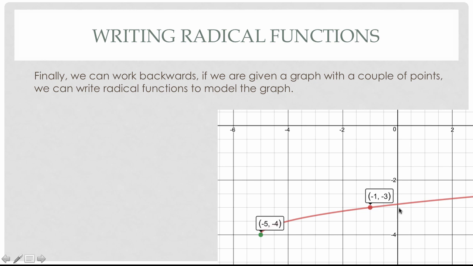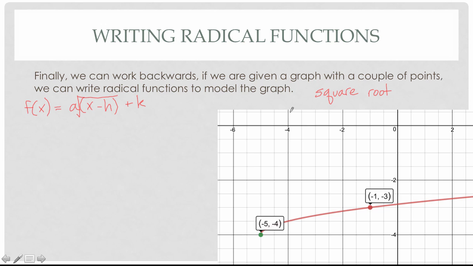Well, looking at this, I know right away this is a square root function because it starts at a specific point, whereas I know a cube root function goes all the way to the left and it doesn't stop. So if I'm going to write a function here, I know this is a square root function. And that's what I'm going to start off with. So it's a square root function, so I'm going to have f of x equals a times the square root of x minus h, plus k.